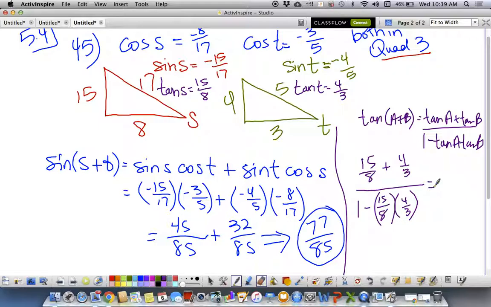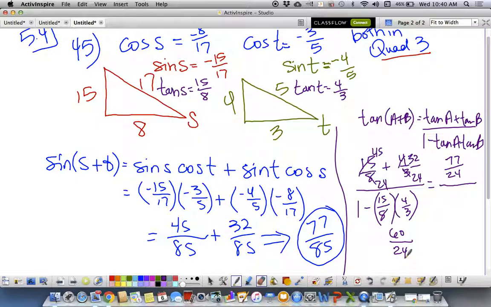Can I go really fast? 45 24ths. 32 24ths. 77 over 24. Wait. 15 times 4 is 60. I didn't do 15 times 4 there. 8 times 3 is 24. 15 times 3, yeah. Now down here, I'm simply multiplying 15 times 4. Now I need 60 over 24.